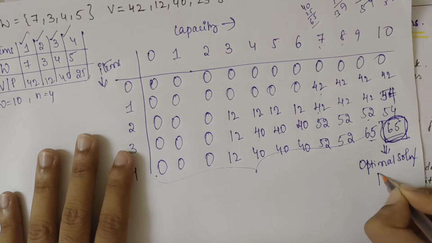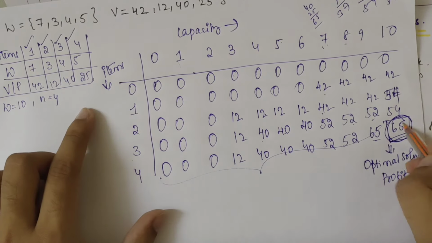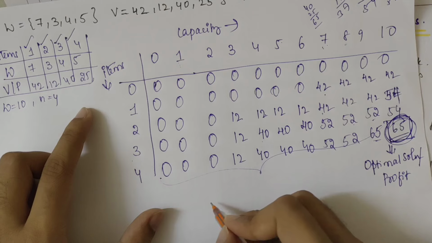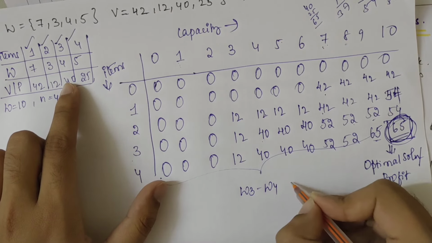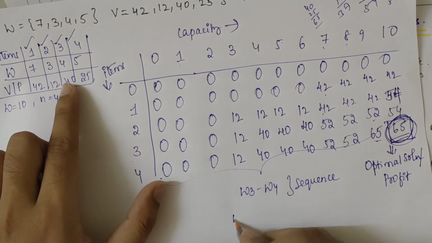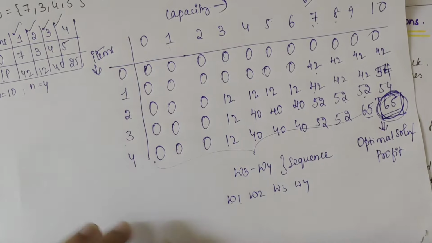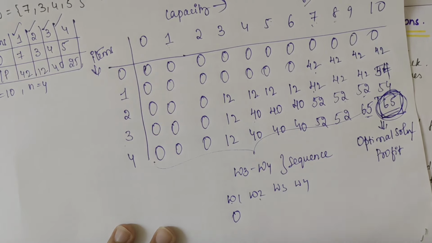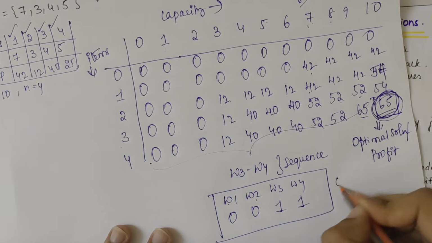The solution or profit. So I can say that in order to get 65, I have selected item 3, W3 and W4 are selected. This is the sequence. Let me write the 0, 1 representation. I'll write W1, W2, W3, W4. Did I select W1? No, I didn't select W1, so I'll write 0. Did I select W2? No. Did I select W3? W4? Yes. So this is 0, 0, 1, 1.